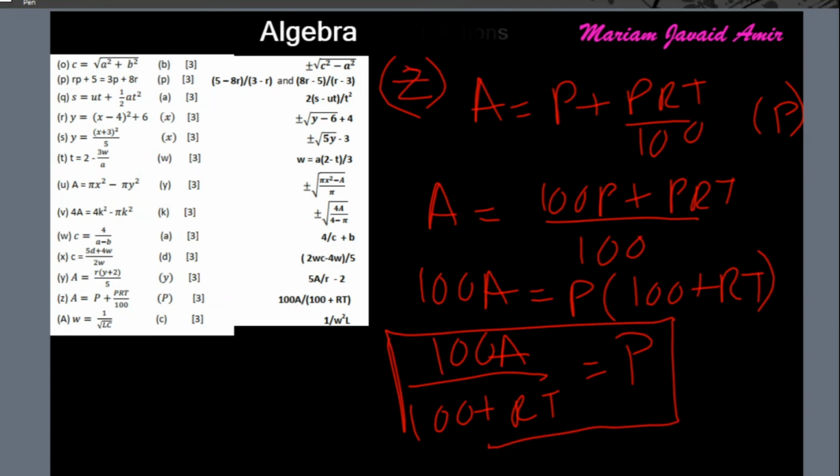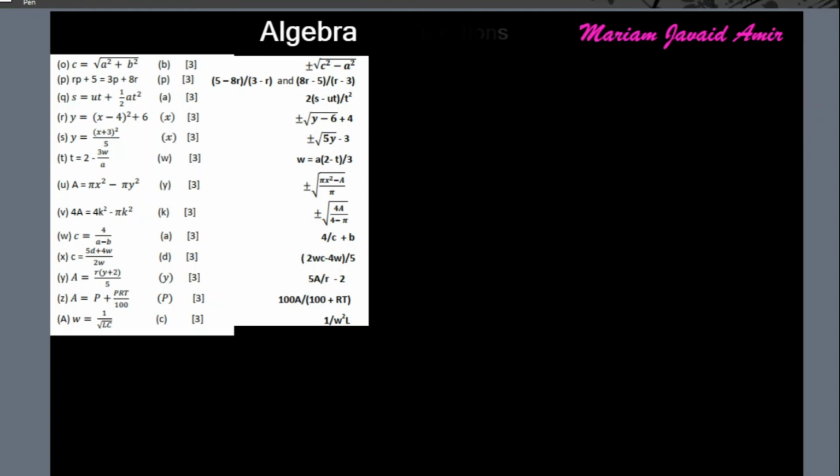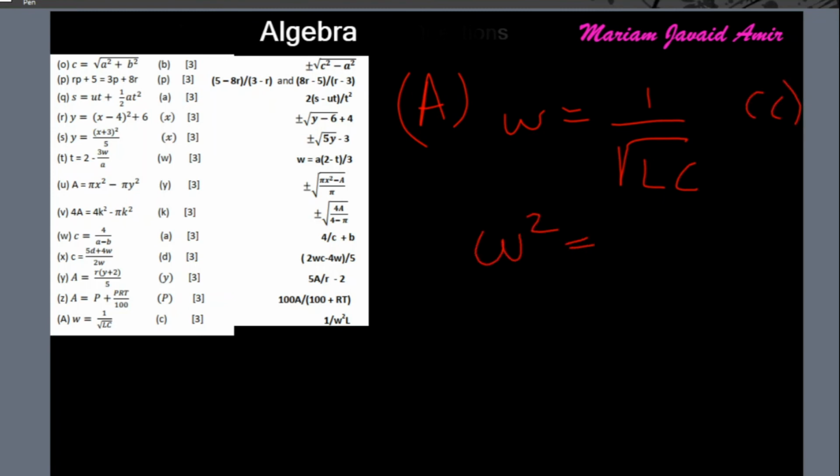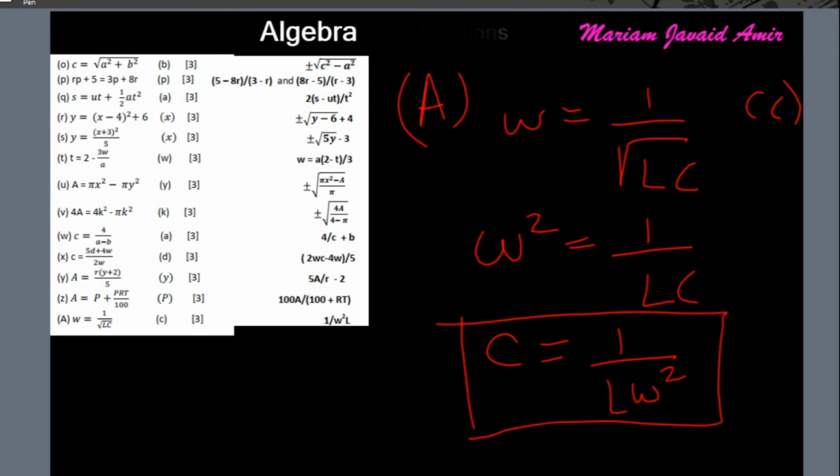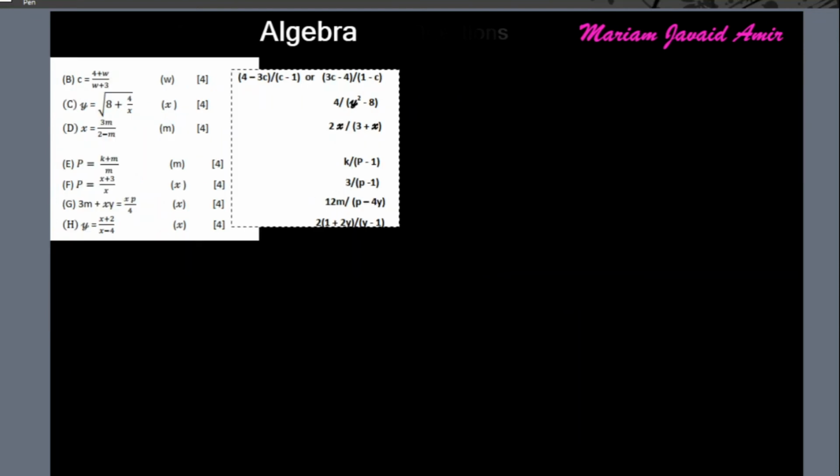Okay. Next up is part L and part capital A, and I think it's pretty simple as well. Alright, I'll do it. W equals 1 over under root LC. Make C the subject. Take square on both sides. 1 square is 1. Under root LC square is LC. Next take C to the other side and bring W square to this side. This is the answer for capital A.